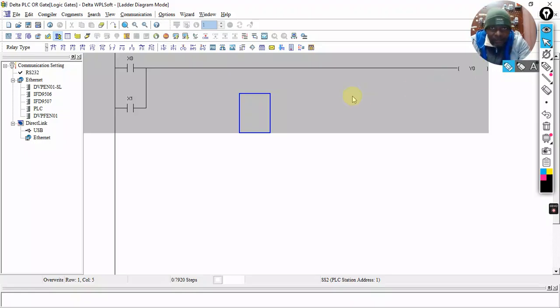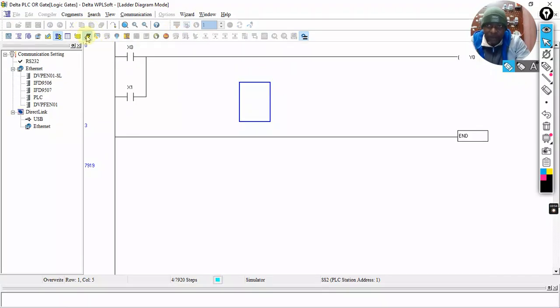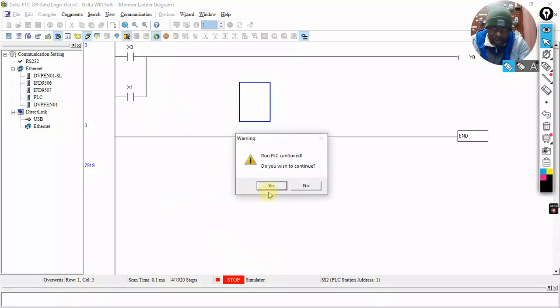Now let's simulate this. This is too straightforward. It's just good practice. All right, get out of debug, and we put online. You can see now it's on stop mode. Put it on start mode, on run mode.